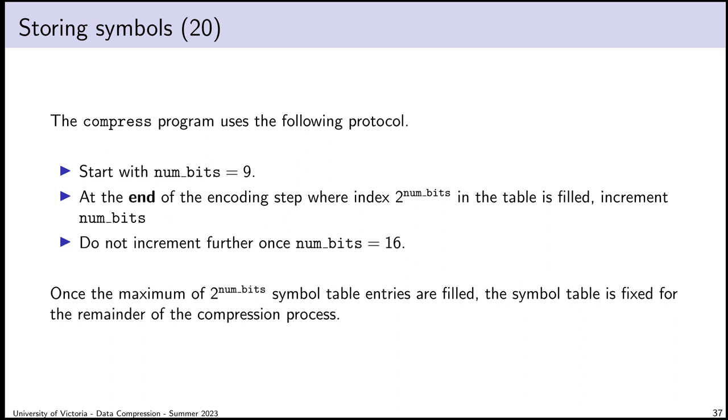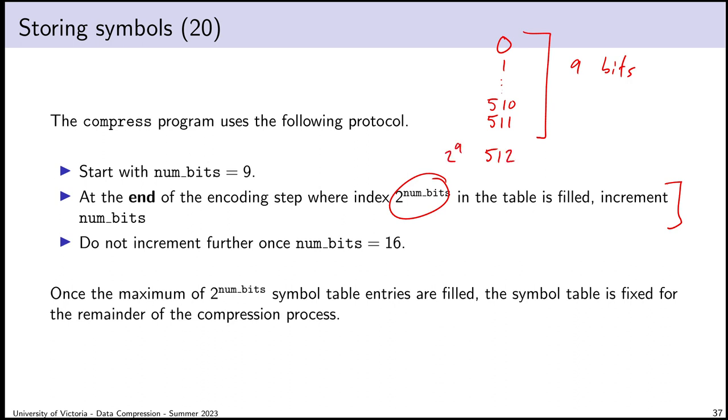Then we keep using 9 bits until the end of the step where I fill in the first element that requires more bits. So here I've got symbol 0, symbol 1, I eventually fill in symbol 510, then I fill in symbol 511, and at this point both compressor and decompressor continue to use 9 bits. At some point in the future, I eventually define a symbol 512. And 512 is 2 to the 9.